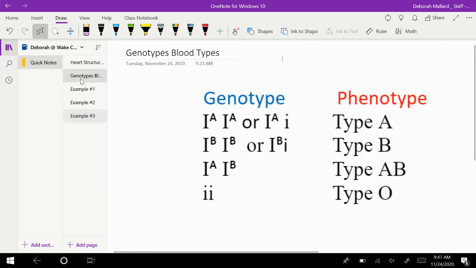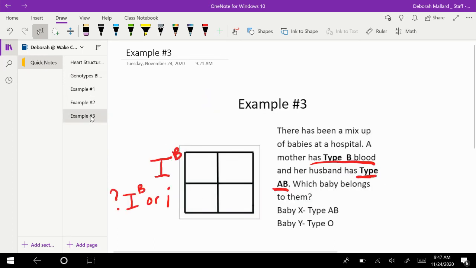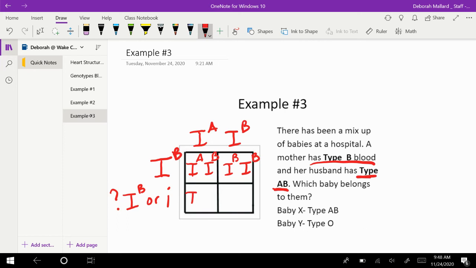All right, so I go look at my chart. Okay, AB, that's the letters that I'm going to use. And I'm going to go ahead and fill this in. And now, once I have my Punnett square set up, now all I've got to do is fill in my boxes. Okay. Now it says which baby belongs to them.